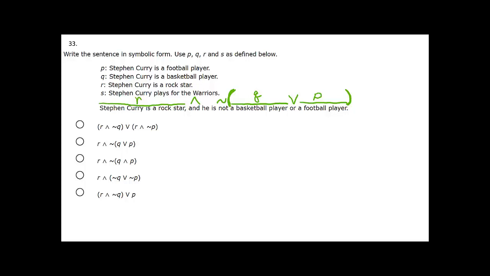So you can see Stephen Curry's a rock star is R. He's a basketball player is Q. He's a football player is P. There's an or there, and since both the Q and the P are on the same side of the comma, they're grouped together, and then the negation is thrown in there to make that a tilde. And that happens to be the second choice.